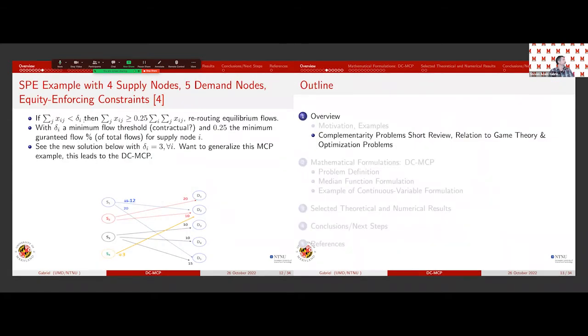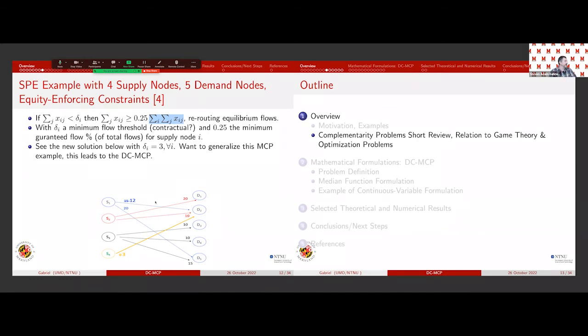So for example, you might say, if the flow out of any particular node is less than some delta I, some contractual value, then force it, reroute things so that the flow out of node I is at least 25% of everything, of all the flows. So that's like a contractual requirement. These are obviously just arbitrary, but just to give you the idea.